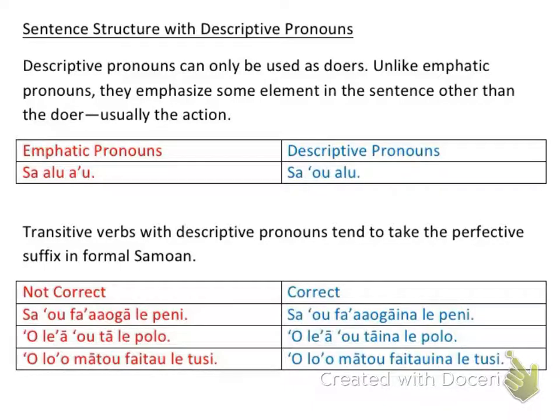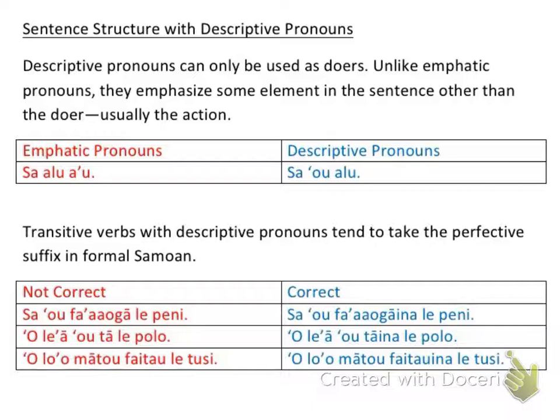Whereas emphatic pronouns, I can use those as both the subject of the sentence and the object or some other area of the sentence. But they also emphasize the person doing the action. Okay? So if I use the emphatic pronouns as the subject, they emphasize the person doing the action. So that's the difference between the two. Descriptive pronouns can only act as the subject or the person doing the action, and emphatic pronouns can act in any part of the sentence.